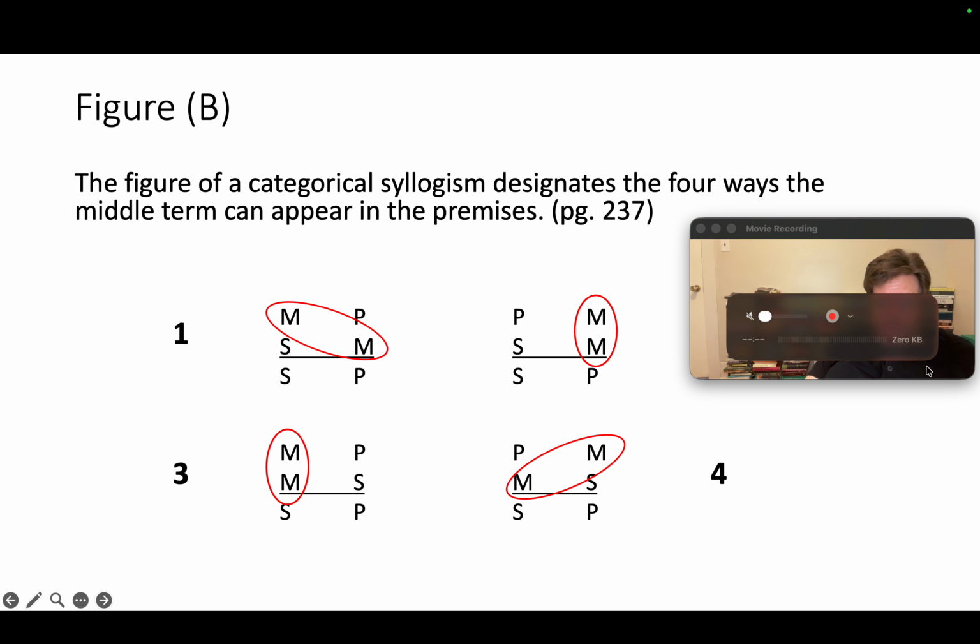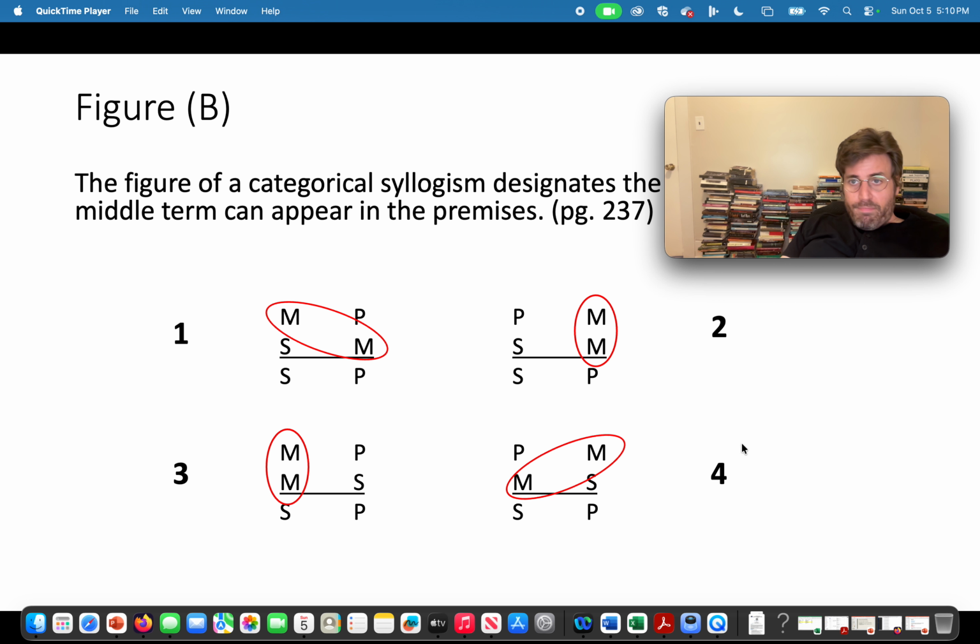Sorry, these should all be numbered. There we go. Okay, so this is figure 1, figure 2, figure 3, and figure 4. There are only 4 possible arrangements of the middle term, no matter what the content is in a categorical syllogism. You might want to refer back to this on page 237 of the Baronet textbook.